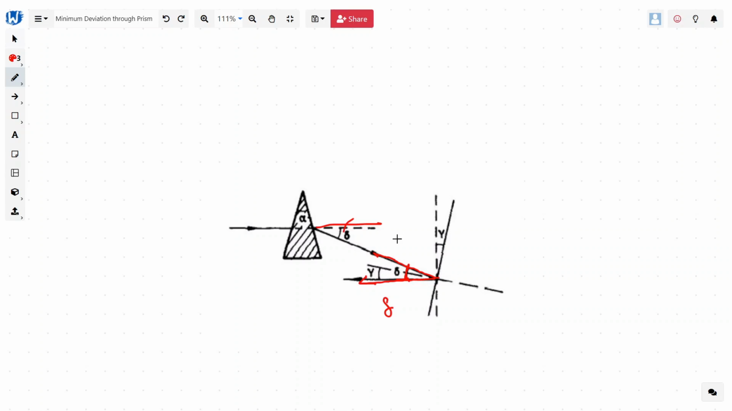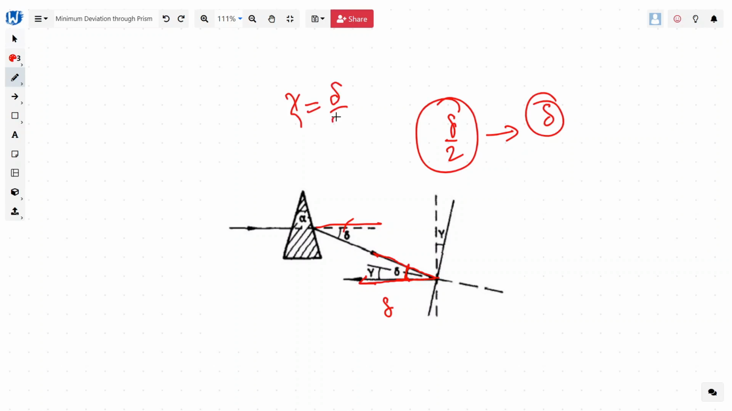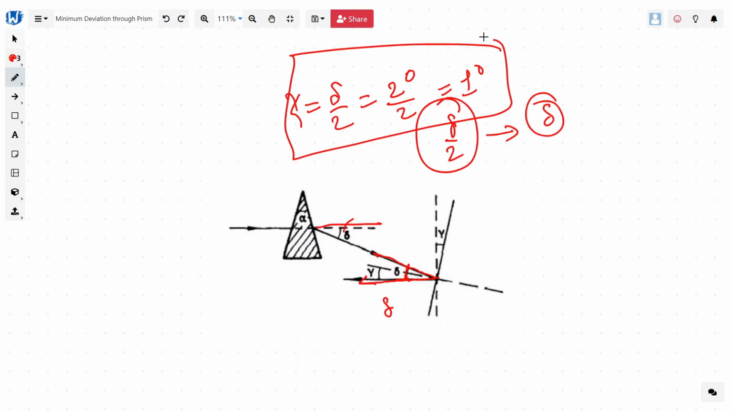If you rotate the mirror by delta by 2, it will reflect the light by delta, that we know, and we did one problem like that also. So the angle of rotation for the mirror is going to be delta by 2, this is 2 degrees by 2, and this is going to be 1 degree. Okay, so this is a combination of mirror and prism problem, quite easy, quite handy.